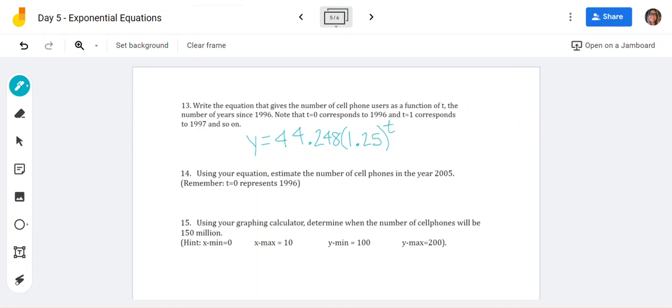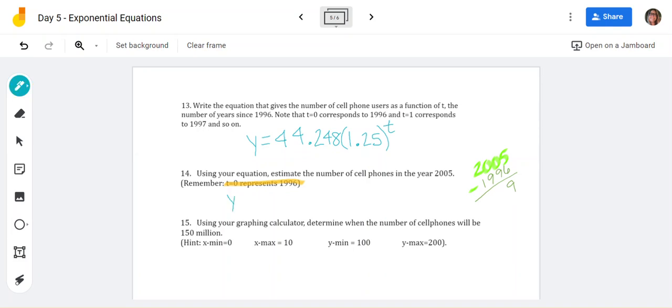All right, so now we're going to use our equation to estimate the number of cell phones in the year 2005. Now, important thing to remember is this. It told us that t started in 1996. So, 2005 minus 1996 means 9 years have gone by. So that is what we're going to put in for t.